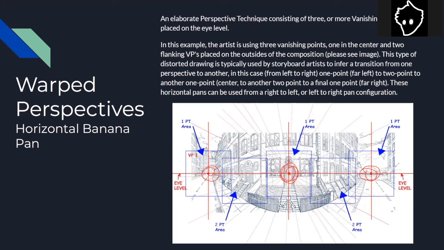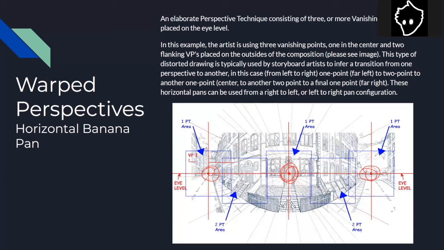But they each have their own point. They have their own point perspectives and their own forms. Now, this type of distorted drawing is typically used by storyboard artists to infer a transition from one perspective to another, in this case, from left to right.